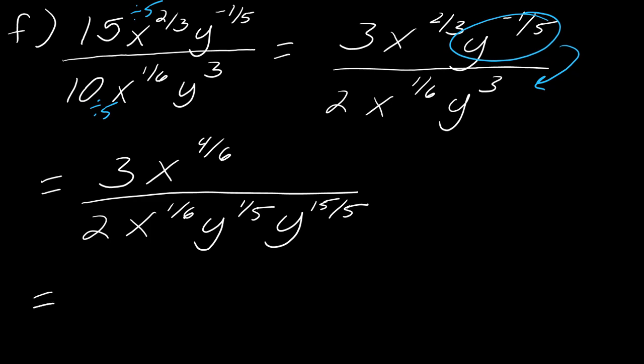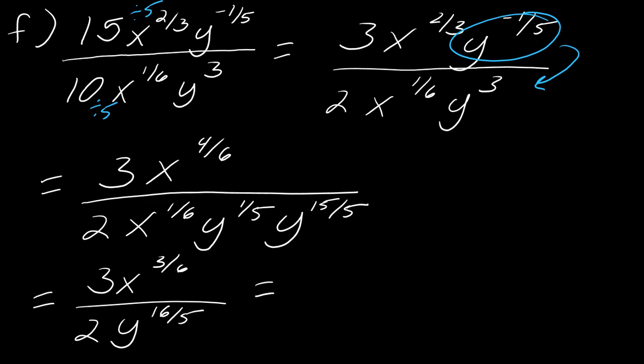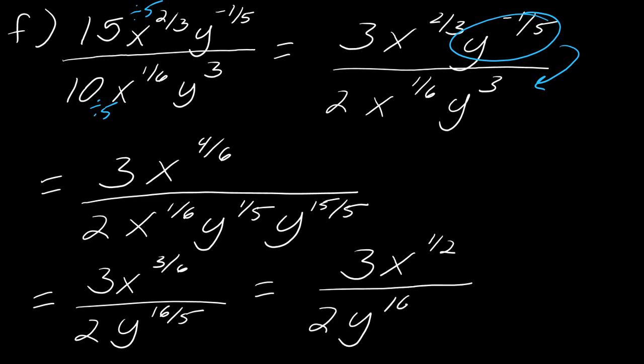So, okay, from here, I can see I have more x's on top than on bottom. So I can take 4/6 minus 1/6. So this will be 3x to the 3/6. And then down here, I'm going to have 2y to the 16 over 5. And you'll see, right, 3/6 can be reduced further now. So that's another thing that you have to watch out for with these problems. So this will become 3x to the 1/2 over 2y to the 16 over 5.